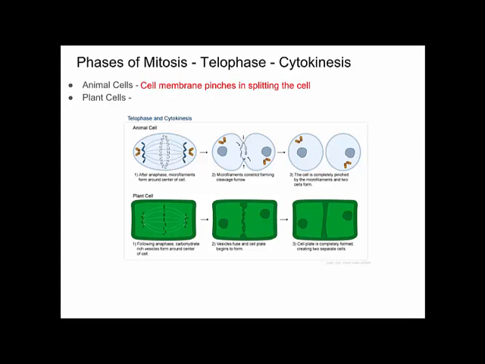In plant cells, it works differently. Because plant cells have the cell wall, it's not flexible. It's rigid. So it can't just pinch in two like an animal cell. Instead, in plant cells, after mitosis has happened, after telophase, a new cell wall starts to just grow between the two nuclei, eventually filling in, and now here we have two separate cells where we started with one. So the way the cell actually divides is a little different. This is called the cell plate, which grows and splits the cell into two.